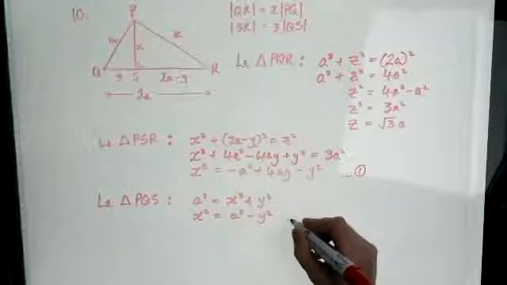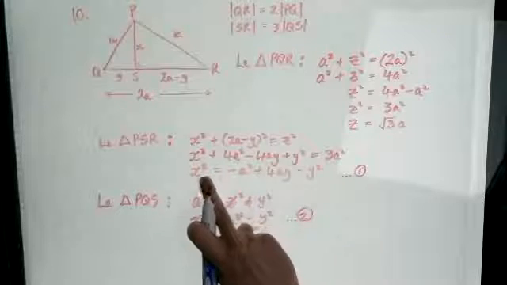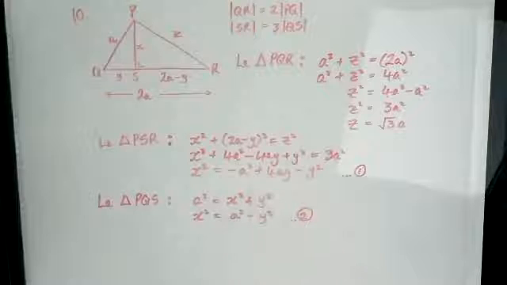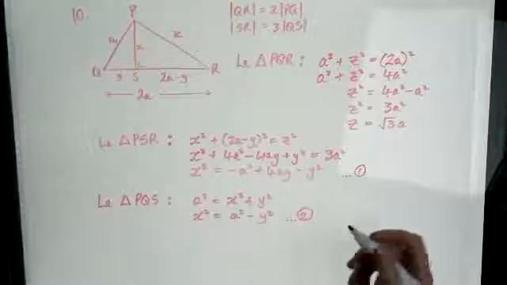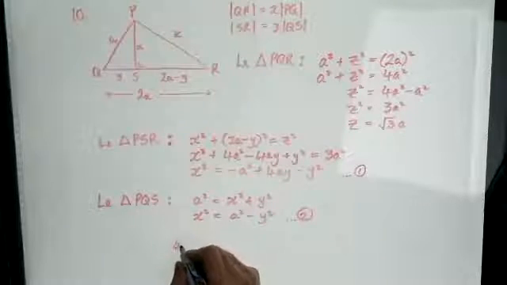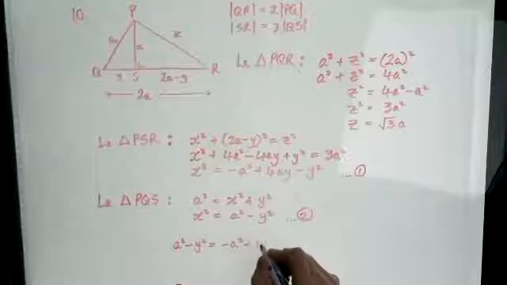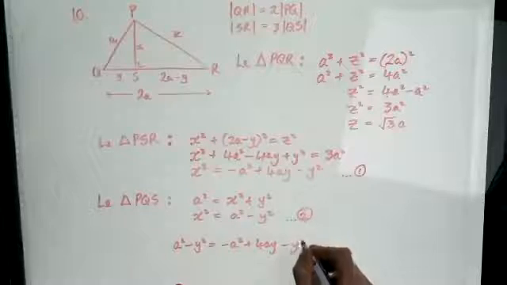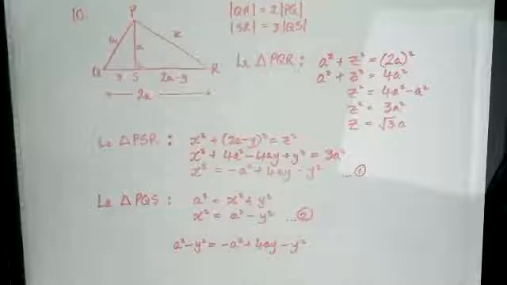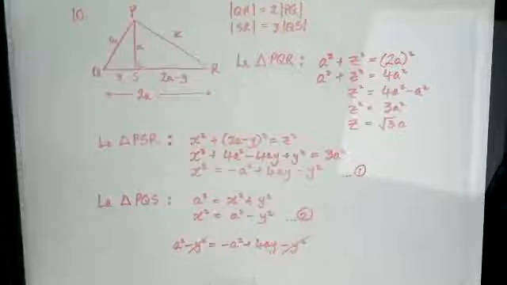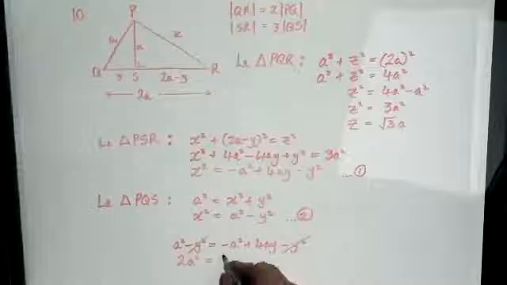Now, since both equal X squared, we set them equal: A squared minus Y squared equals minus A squared plus 4AY minus Y squared. The Y squared terms cancel, leaving 2A squared equals 4AY.